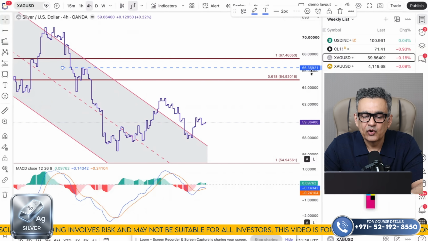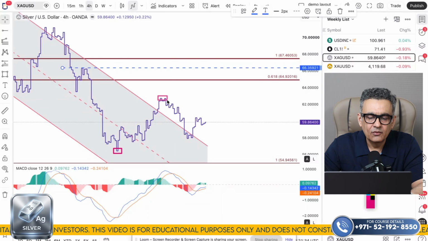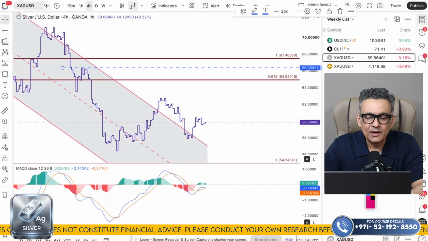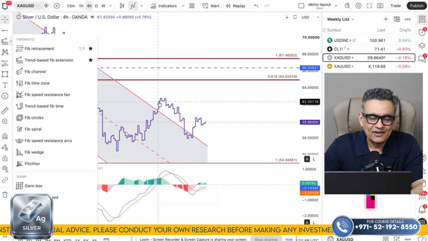at 66.35. And here I can see that the sellers, they have stopped printing new lower lows. So this is the corrective bounce. Then we got the drop here. And right now, based on the parallel channel, the downward channel, price is trading above the channel, which means the selling pressure is eased off. So I'm expecting that this leg should hold.